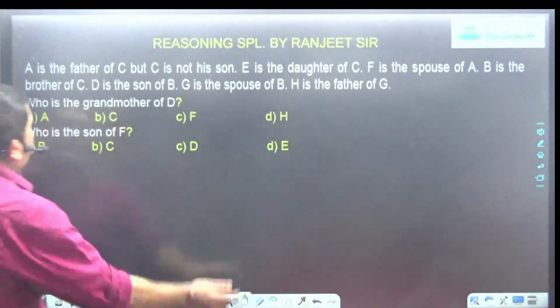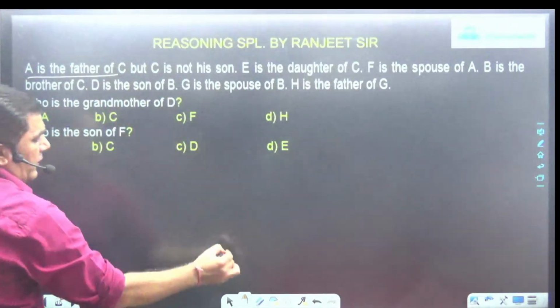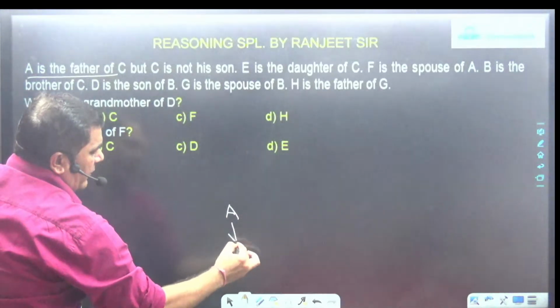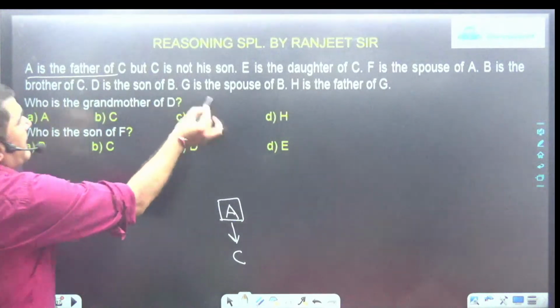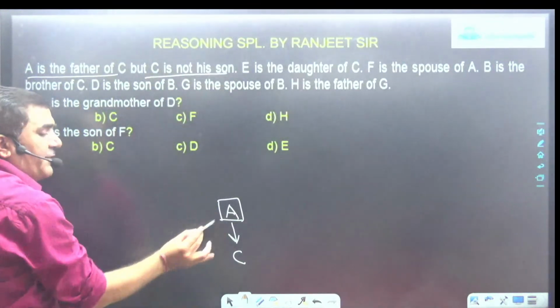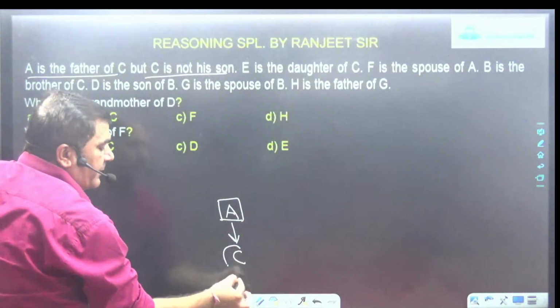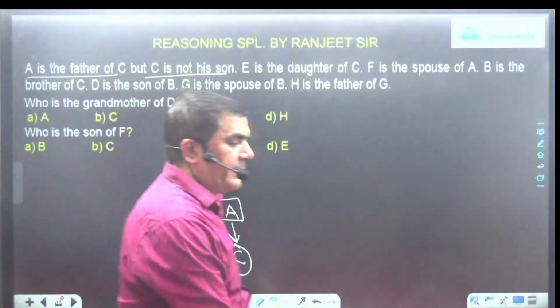Here they are saying A is the father of C. So I will say A is nothing but father of C. A is father means A must be male. But C is not his son. So A is the father, but C is not his son means C must be daughter.